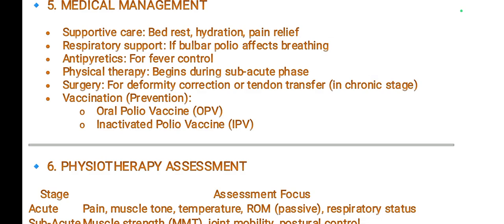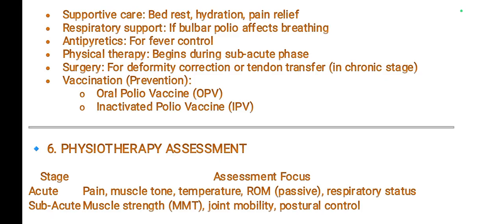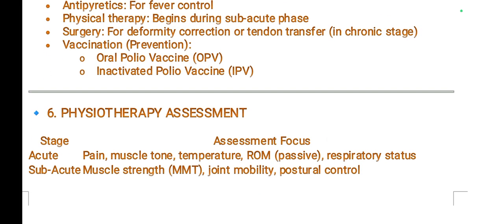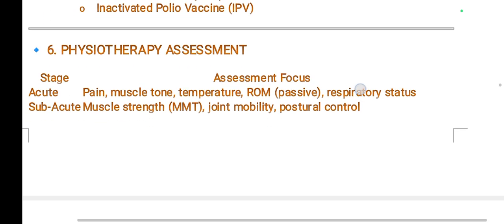So what is the medical management? How will we be treating from the medical side? Supportive care will be given, that is bed rest, hydration and pain relief. For respiratory support, if bulbar polio is affected, the breathing will be affected more. Antipyretics for fever control. Physical therapy begins during the subacute phase. After the subacute phase, we will definitely go with physiotherapy management. Surgery for deformity correction or tendon transfer in chronic stages. Vaccination prevention: oral polio vaccine OPV or inactivated polio vaccine IPV.